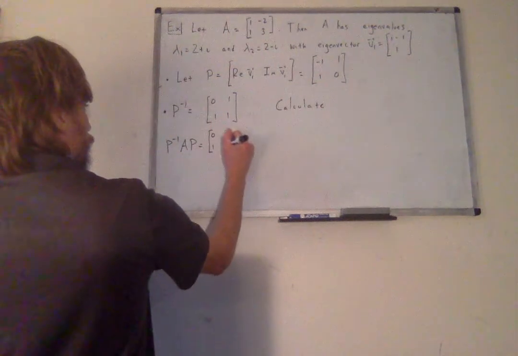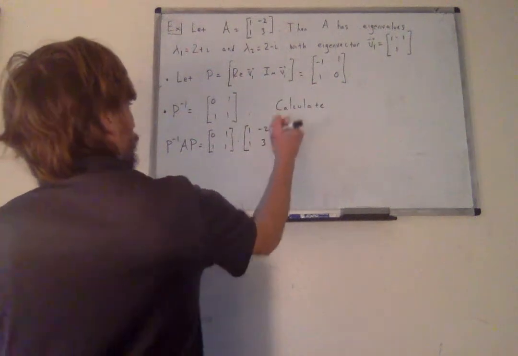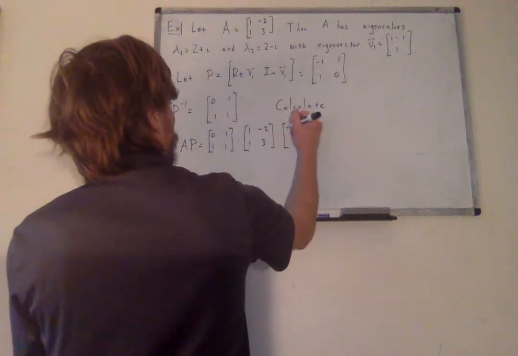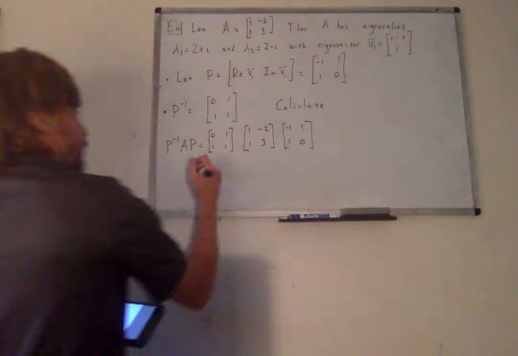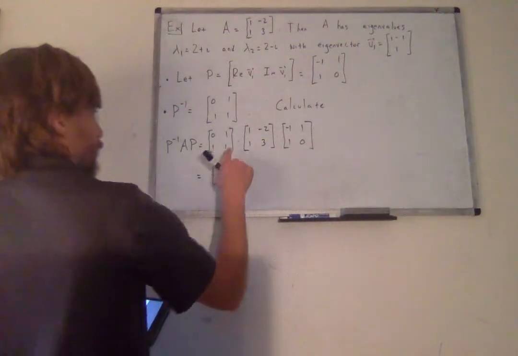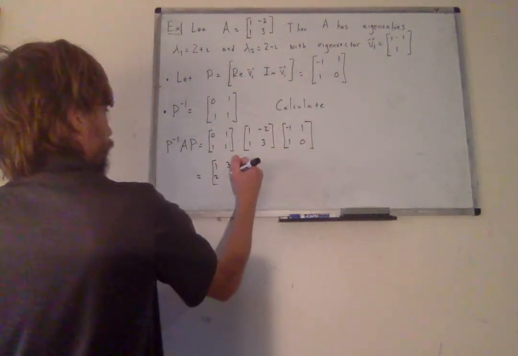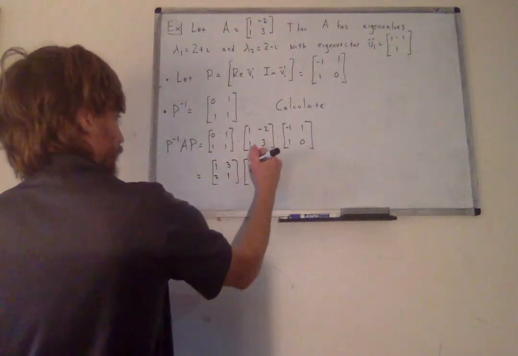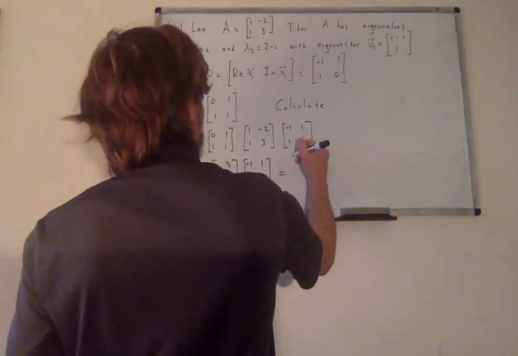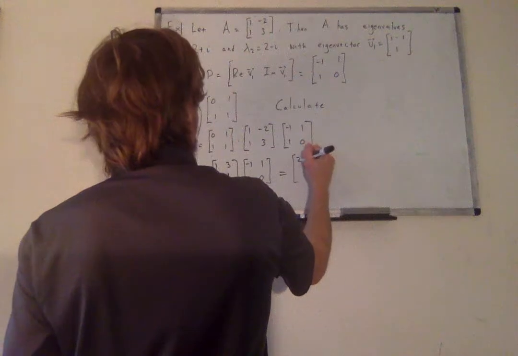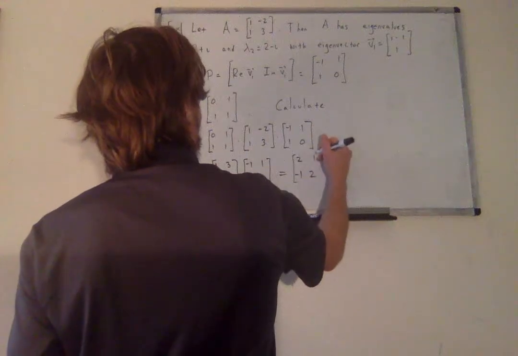So this is 0, 1, 1, 1 times 1, negative 2, 1, 3 times negative 1, 1, 1, 0. I'll go left to right here. So we'll do this matrix times this matrix: 1, 3, 2, 1 times negative 1, 1, 1, 0. Now, this is 2, 1, negative 1, 2.